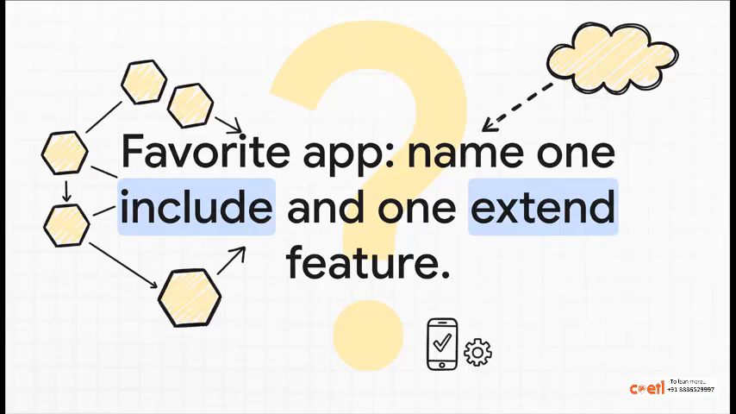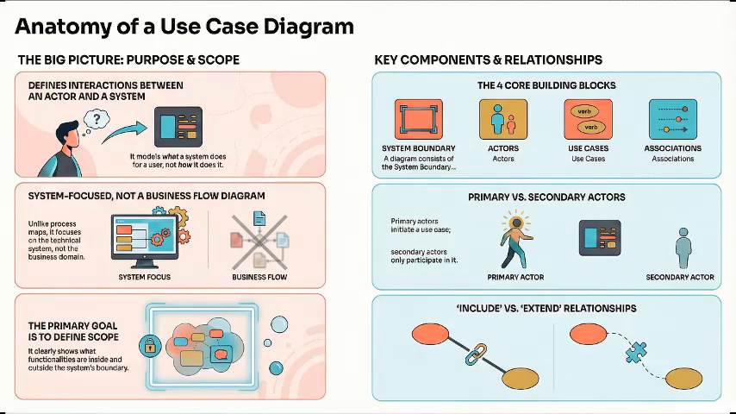So I'll leave you with a little challenge. Think about your favorite app on your phone. What's one feature in there that's an include, something that's absolutely mandatory for another feature to work? And what's one that's an extend, just a nice optional extra? If you can answer that, you're already starting to think in use cases.